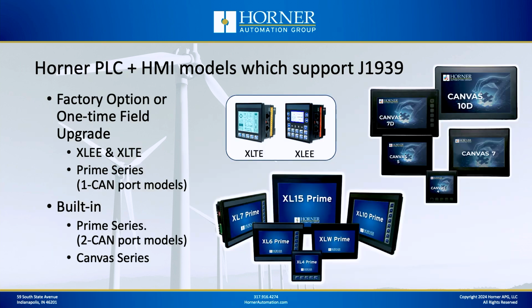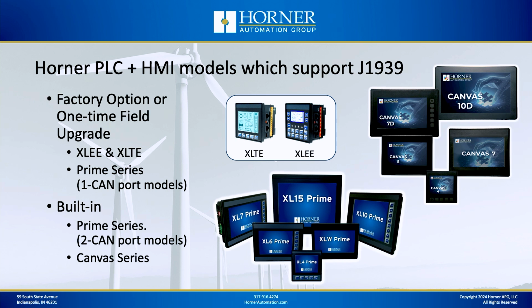Now, in terms of the specific models that support J1939, let's go through that now. The least expensive units that support J1939, or the entry level, if you will, would be the XLT and XLE. Now, these are a couple of old school units. They're very rugged. You can put them anywhere outdoors. They have good temperature range. They have sunlight viewable screens, even though they're monochrome.